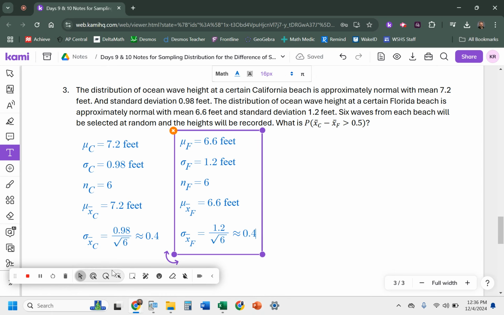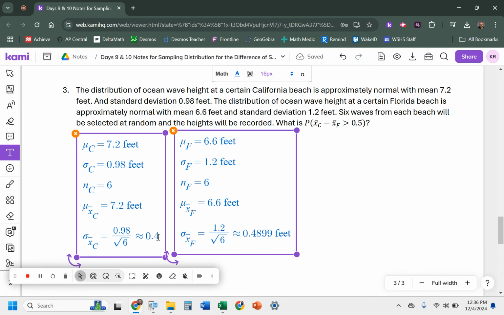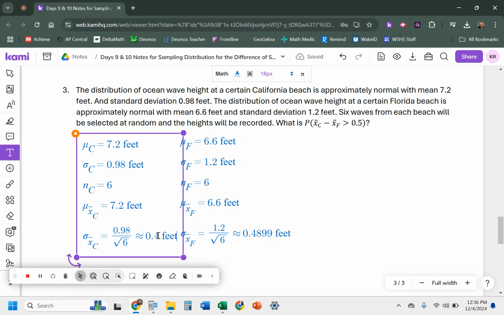So this one has a little bit more variability, these waves from the Florida beach. And again, this is still in feet. I didn't note that on the ones from the California beach, but this would still be in feet. So let's add that over here. So this is in feet.